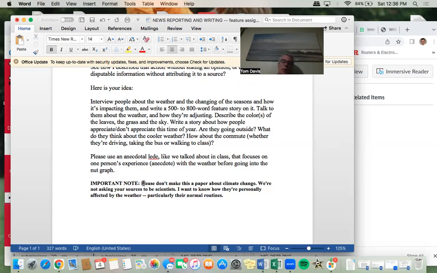What I'm looking for is basically a story about the changing of the seasons, what's happening right now. Other than that 80-degree day last week, I haven't actually seen any major signs of actual climate change. But maybe I'm wrong. One thing that we haven't seen in recent years is a lot of snow, in New Jersey. So anyway, just focus on people's personal experiences.